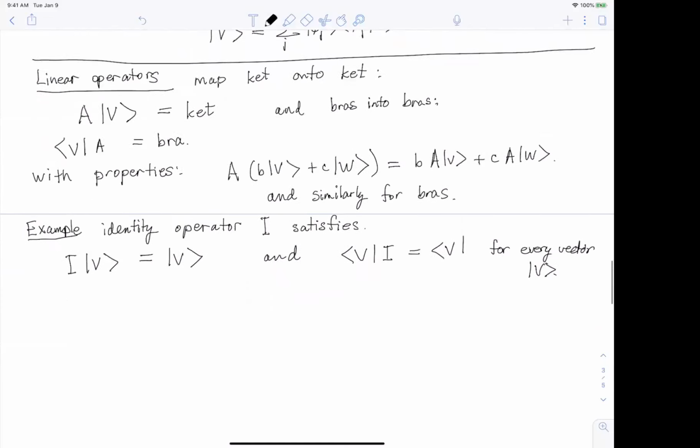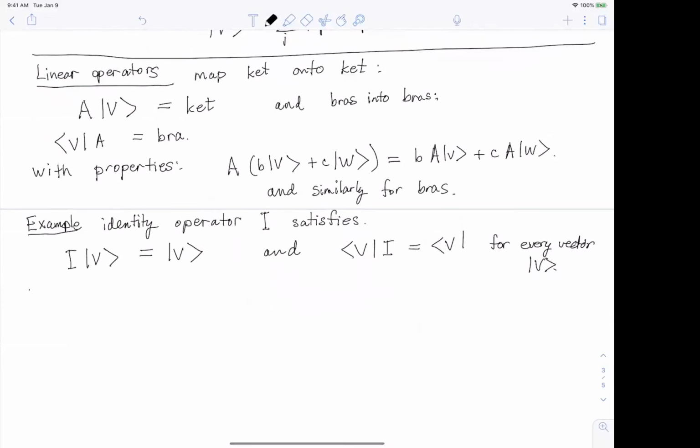Okay, so that one's too easy. Let's just do one more before we stop today, and that's the projection operator, onto a state or onto a vector.